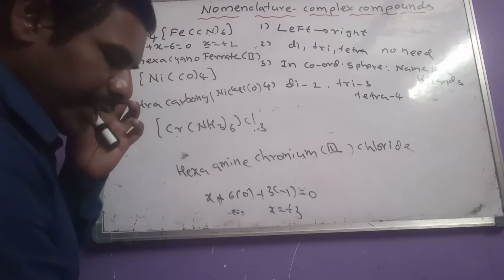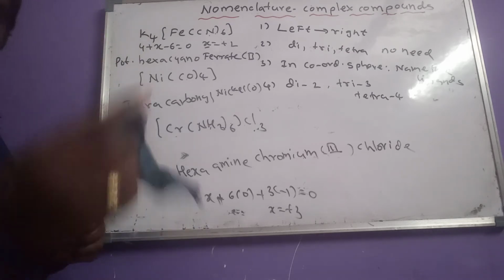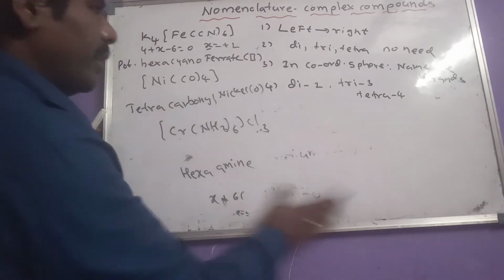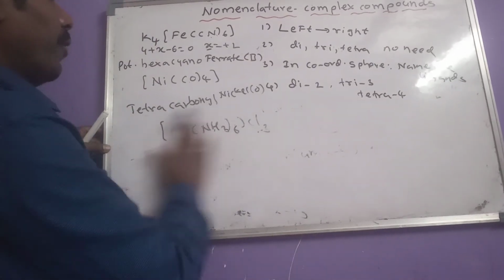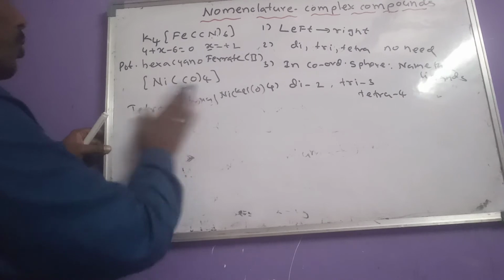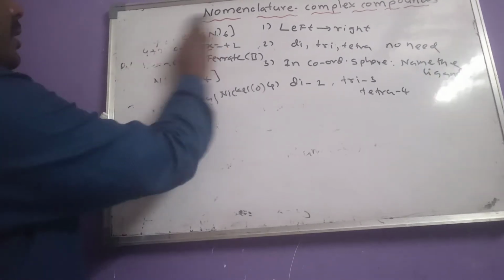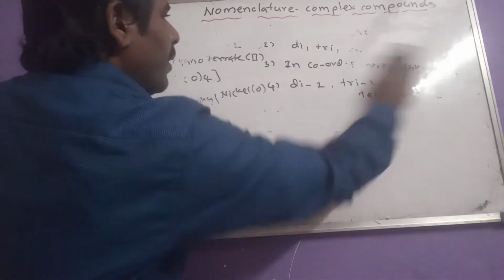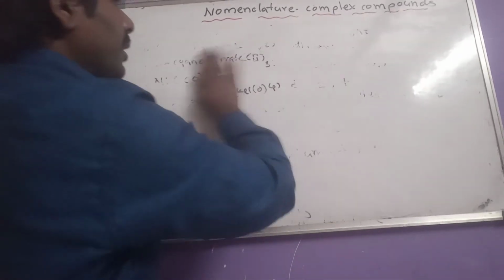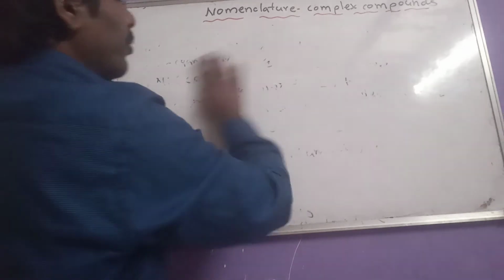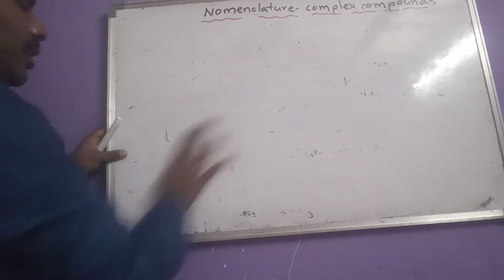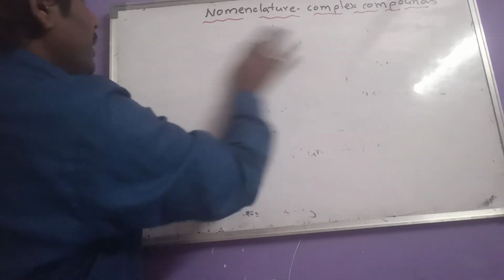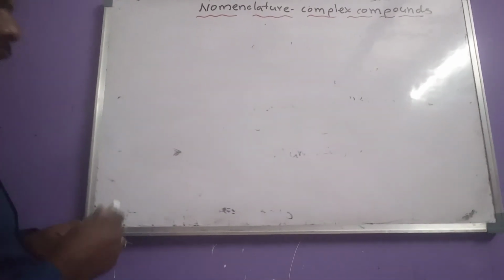And another one here, if more than one type of ligand is present. Up to now we have taken examples of only one type of ligand, but more than one can be given. If more than one type of ligand is present, those ligands should be named in alphabetical order of their names, not the symbols.